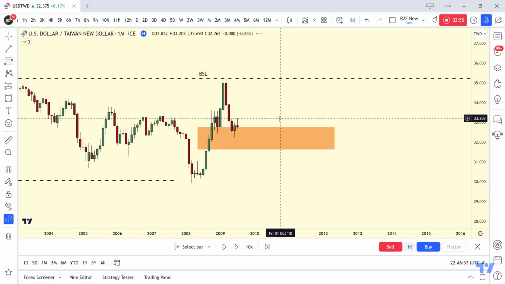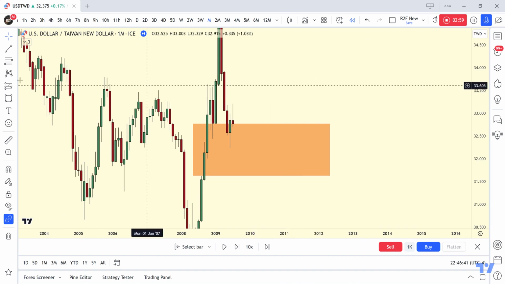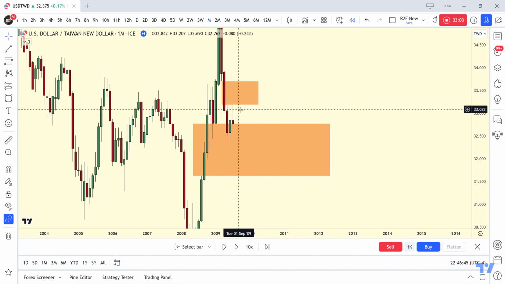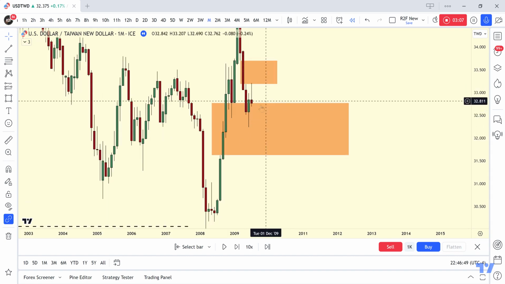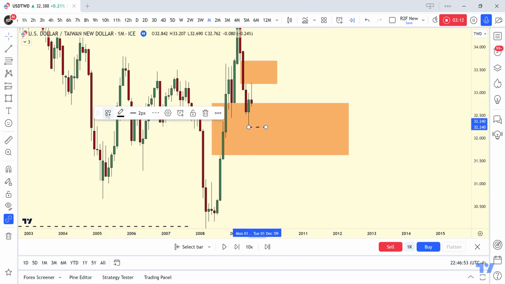Go to the monthly. Okay, we have a breaker. This would more likely be a trade I want to take. Possibly take it into this low here as a target.